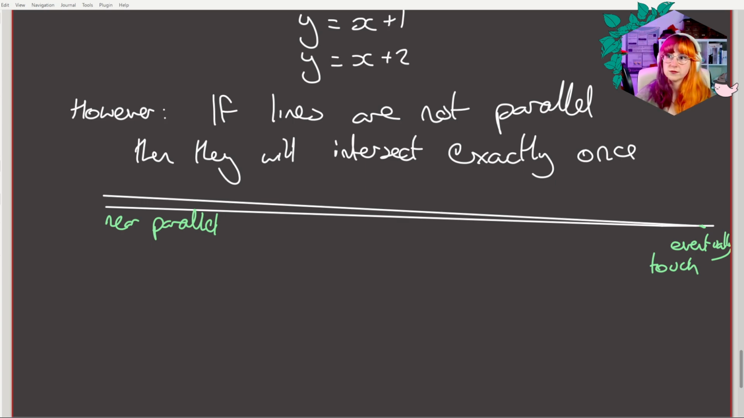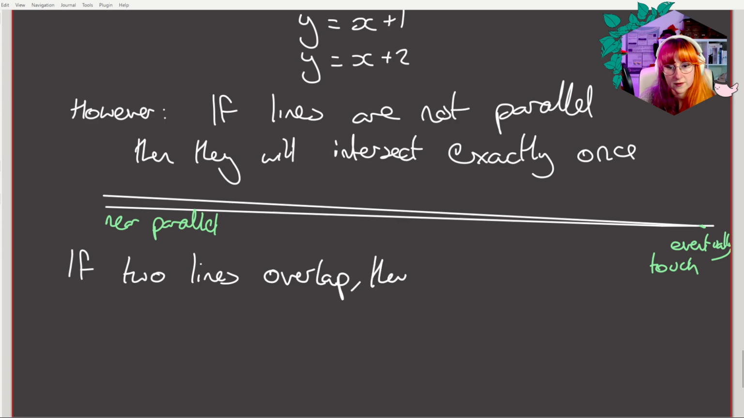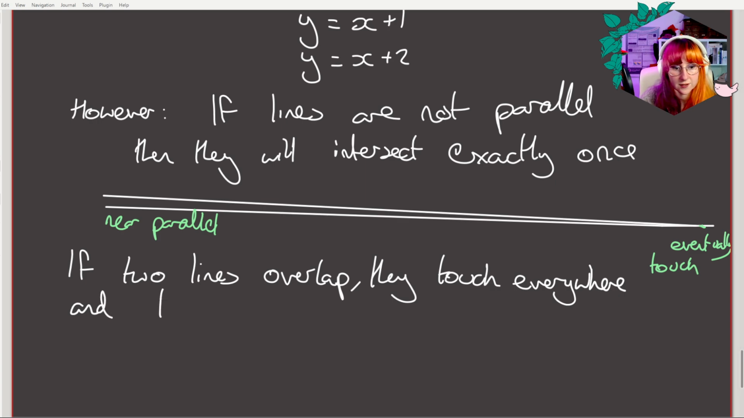Now, what about two lines that are on top of each other? They have infinitely many solutions. So if they overlap, they touch everywhere. And the system has infinitely many solutions.